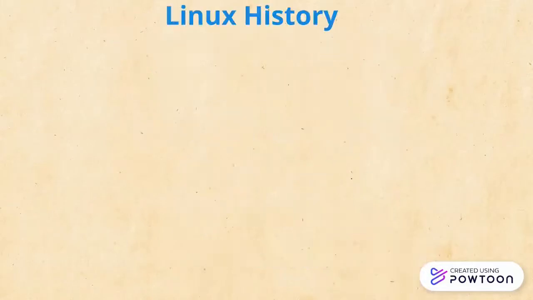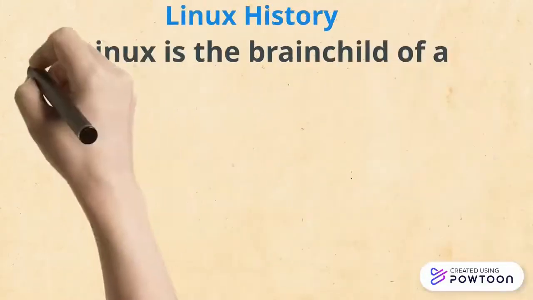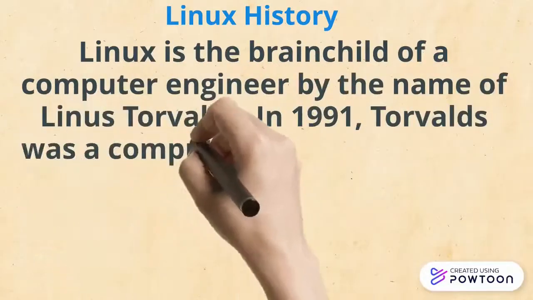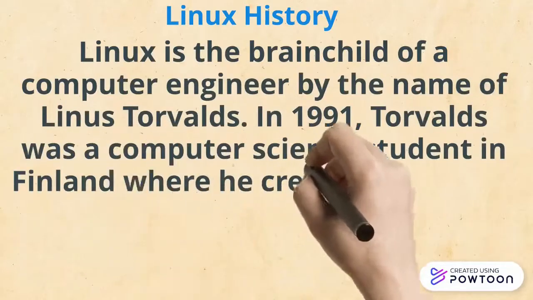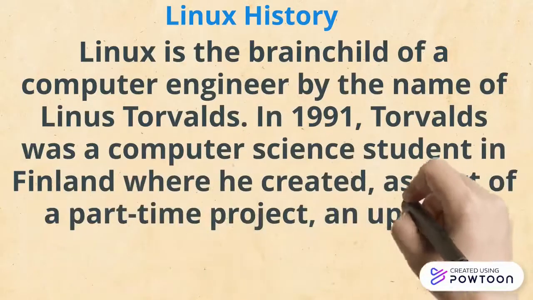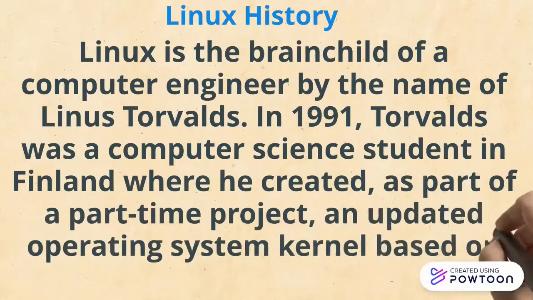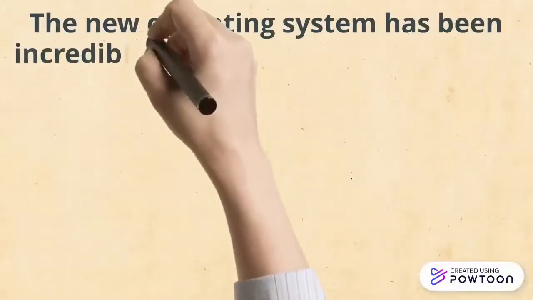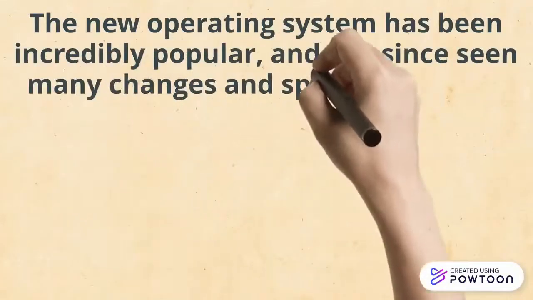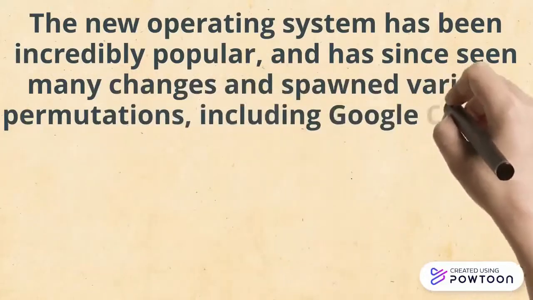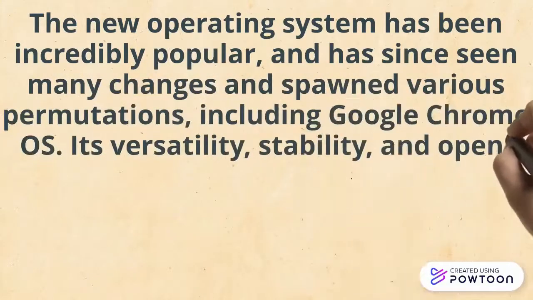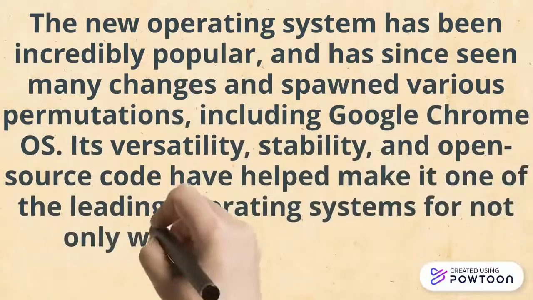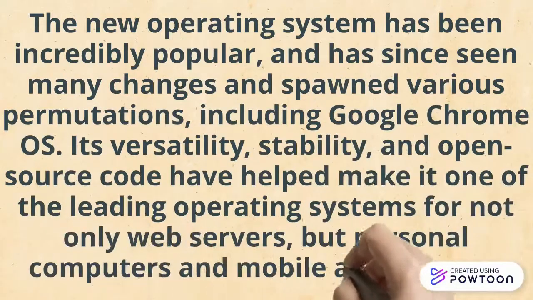Linux history. Linux is the brainchild of a computer engineer by the name of Linus Torvalds. In 1991, Torvalds was a computer science student in Finland where he created, as part of a part-time project, an updated operating system kernel based on the popular Unix system. The new operating system has been incredibly popular, and has since seen many changes and spawned various permutations, including Google Chrome OS. Its versatility, stability, and open-source code have helped make it one of the leading operating systems for not only web servers, but personal computers and mobile applications.